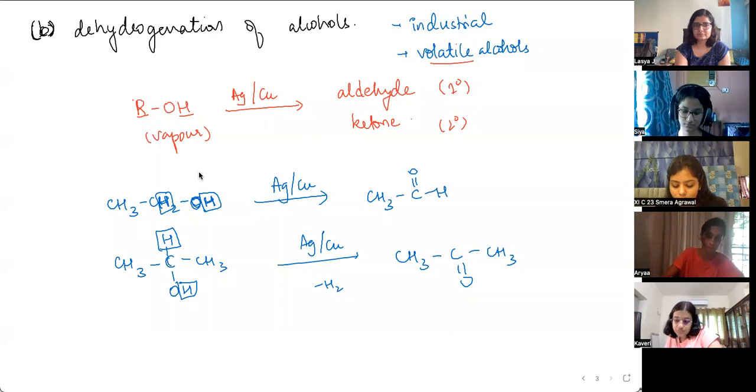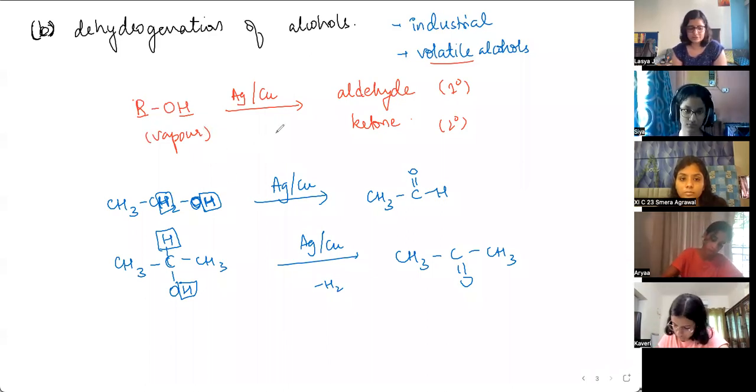Why vapor? This one takes place at a higher temperature, and you want the molecules to be in gaseous form. So when you pass these alcohol vapors over silver or copper, copper is mainly used, but it can take place with silver also, you end up getting aldehydes and ketones. It's like a catalytic dehydrogenation.